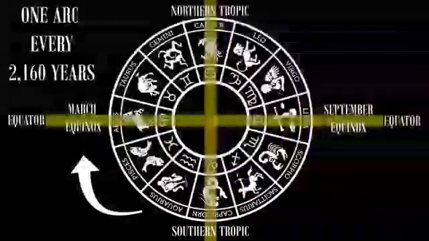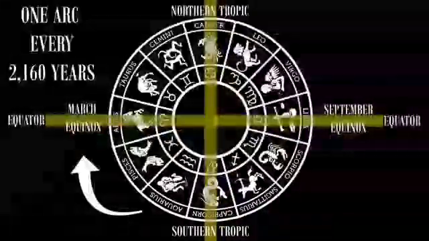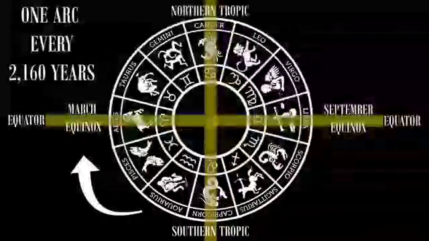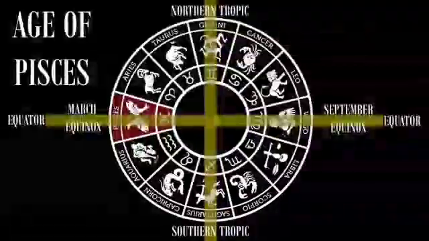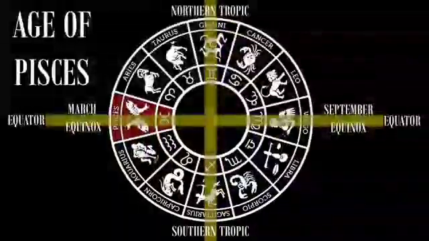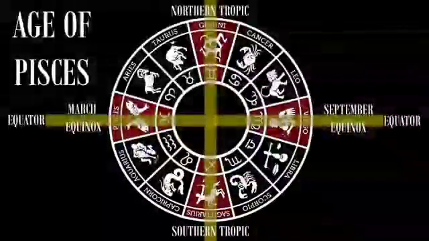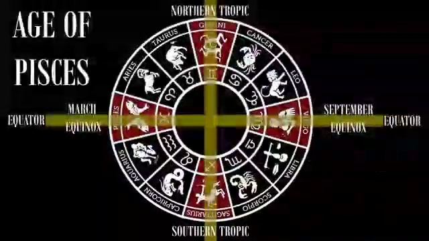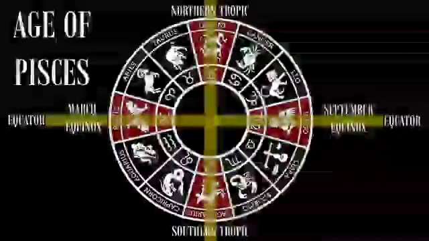So let's jump 2,160 years to the age of Pisces. The Sun is, of course, in Pisces during the March equinox. We have the Tropic of Gemini and Sagittarius, and the Sun in Virgo during the September equinox.